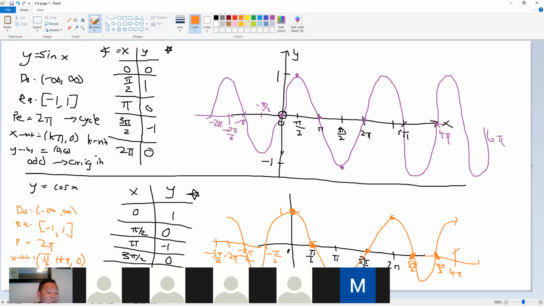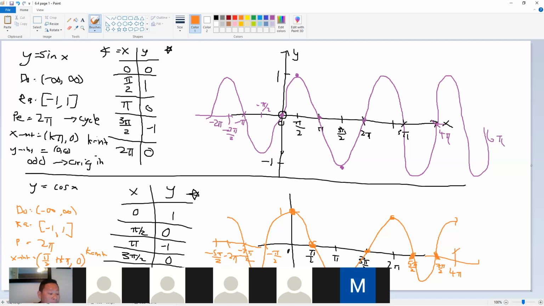So pi over 2, when k is 0, again k is an integer in this case, you will get pi over 2. When k is 1, you will get 3 pi over 2. So 1 plus half is 3.5. And when k is 2, 2 plus half is 5.5. So that's why this is the x-intercept for the cosine graph.